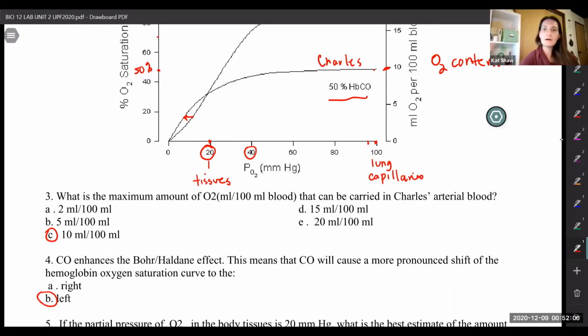We're saying at the lung capillaries, the oxygen content is around 10 milliliters of oxygen per 100 milliliters of blood. We want to know what the oxygen content will be of that blood once we get to the tissues here that have a partial pressure of 20. Right? And then we take the difference to determine how much oxygen was released to the tissues by looking at how much oxygen still remains within the arterial blood. So we go up to the curve, and then we go out to that axis from this point.